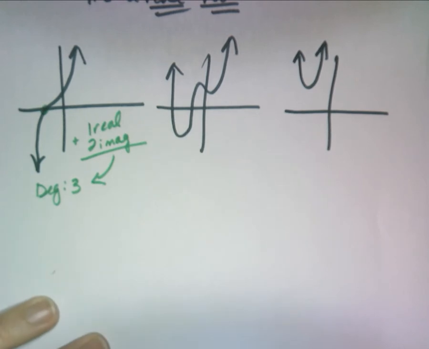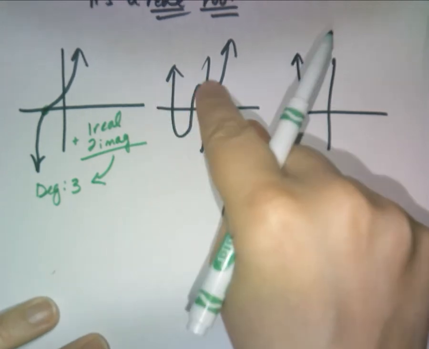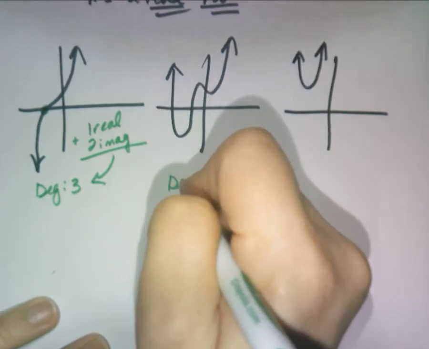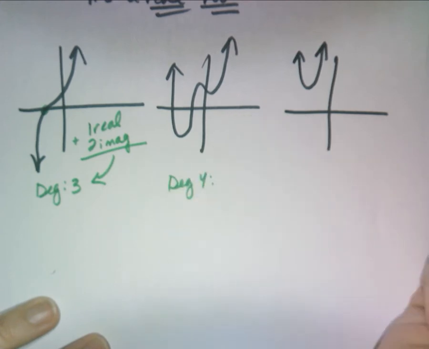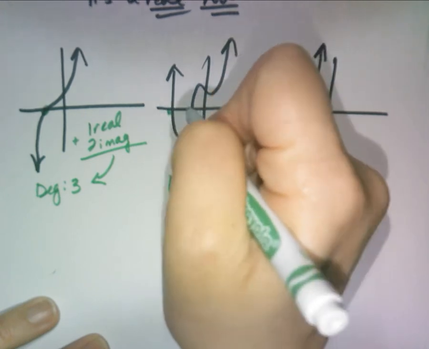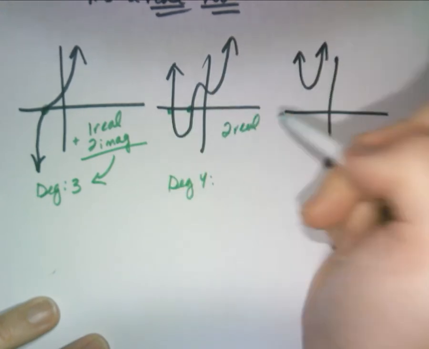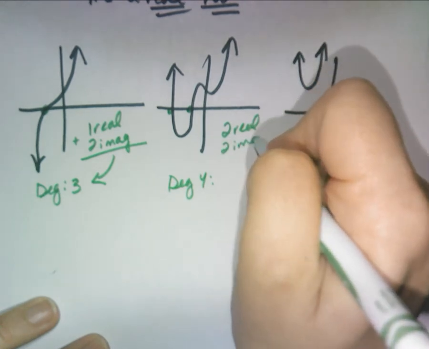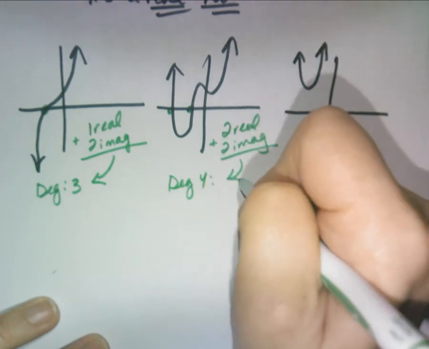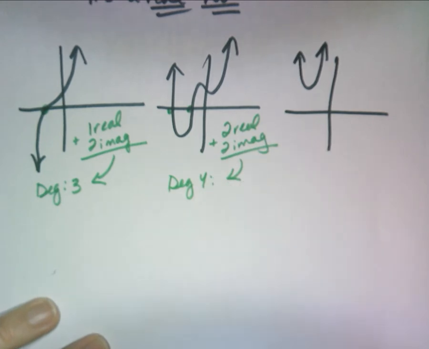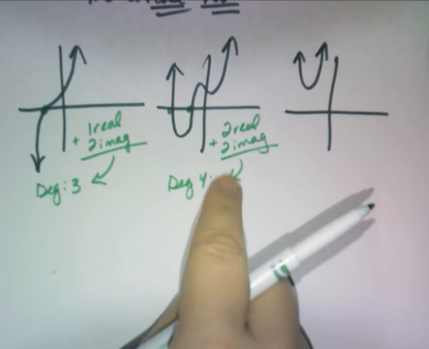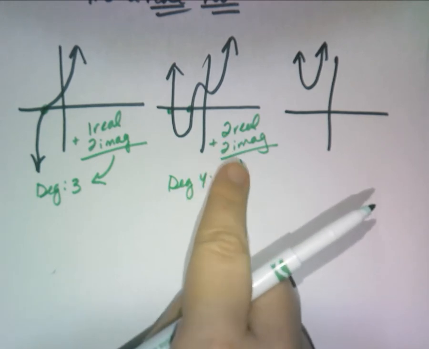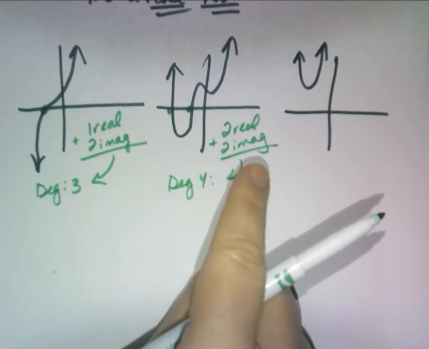This is a W. W's are degree 4. How many times is it crossing the x-axis? 2 times. Those are real numbers. Take a guess on how many imaginaries it then has. You got it. It's got to have 4 roots, since I put degree 4. It could have 2 real, 2 imaginary, could have 1 real, 3 imaginary. It's got to add up to 4.